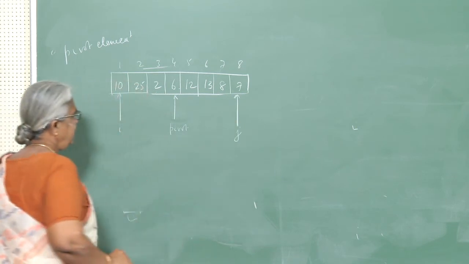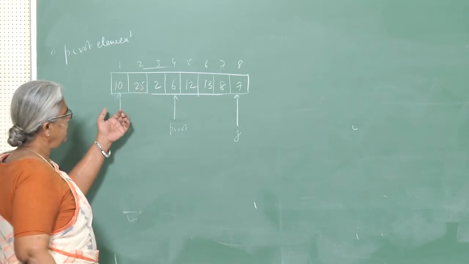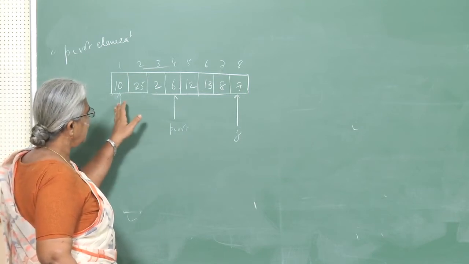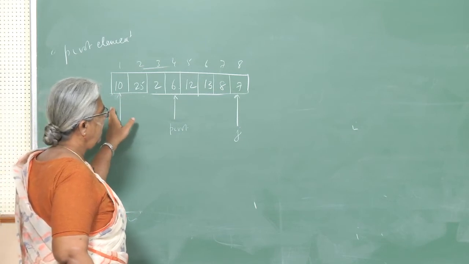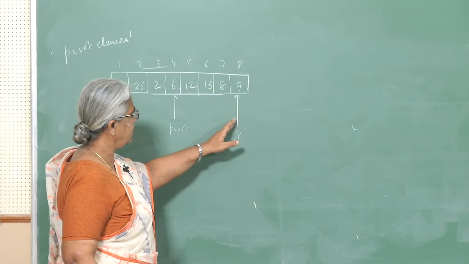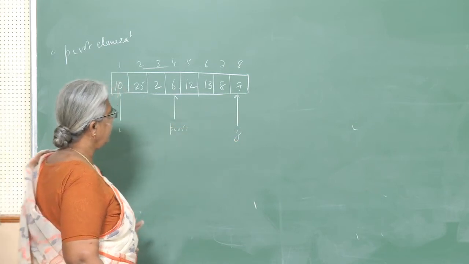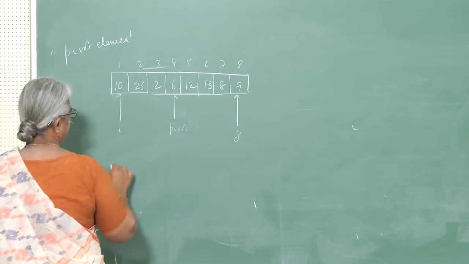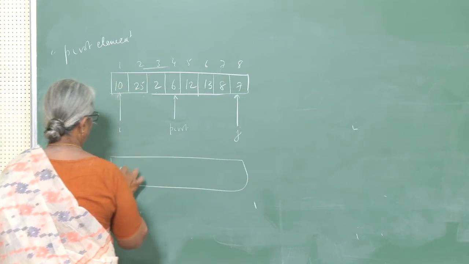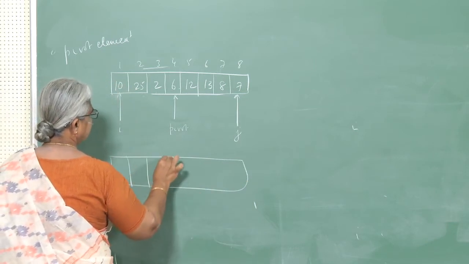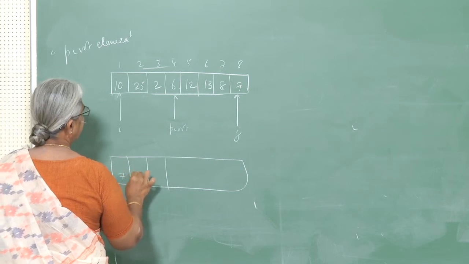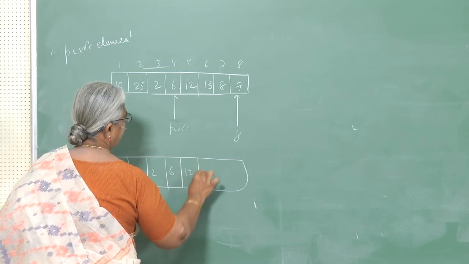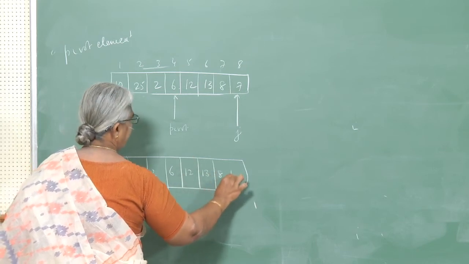Then what do we expect? The pivot element is 6. So what you do is you keep moving the pointers i and j until you come across an element on the left hand side which is larger than the pivot element, and on the right hand side until you find an element which is smaller than the pivot element. So initially you have this, then you simply exchange them. When I exchange these two, I will get here 7, 25, 2, 6, 12, 13, 8 and 10.